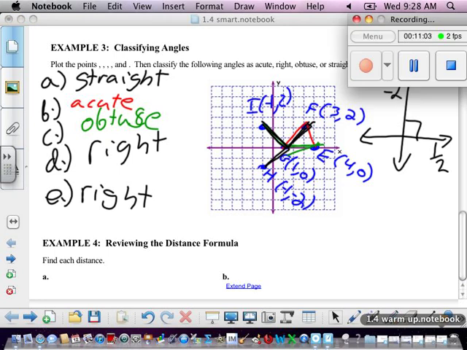So we know we have to list an angle with 3 points with a vertex in the middle. We know the difference between obtuse, straight, acute, and right. We know what angle addition postulate means. And we learned a lot today.